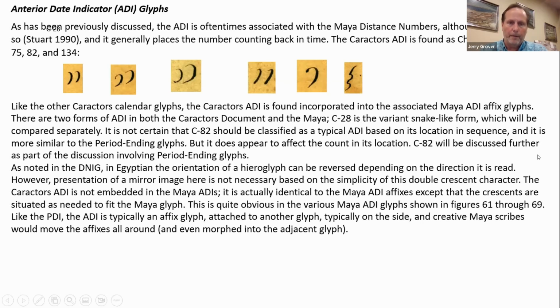These also can be reversed, just like I mentioned on the other one. So when you're looking at the Maya glyphs, for example, you may see a mirror reflection. Doesn't mean it's not different.